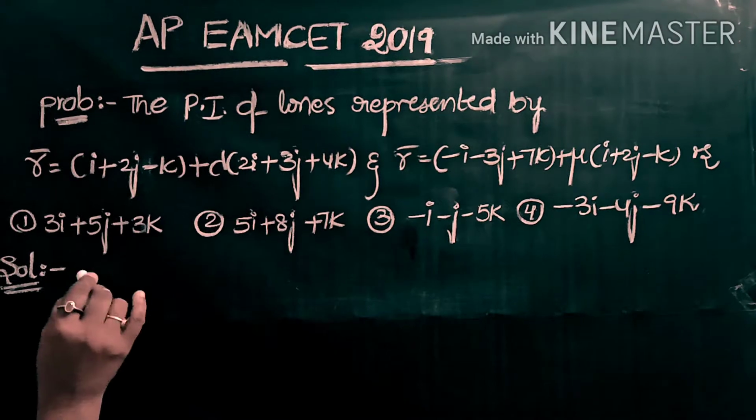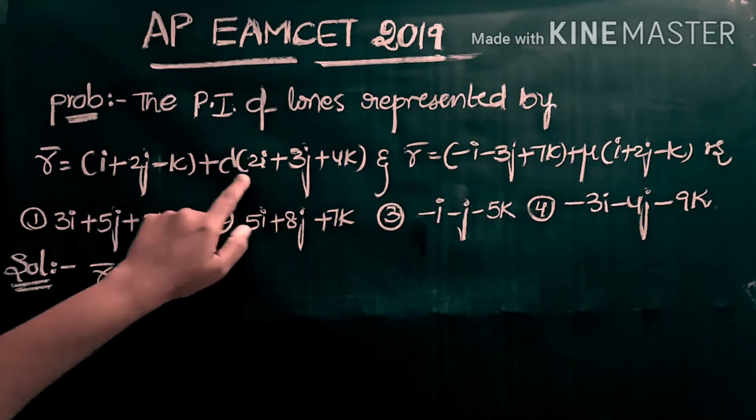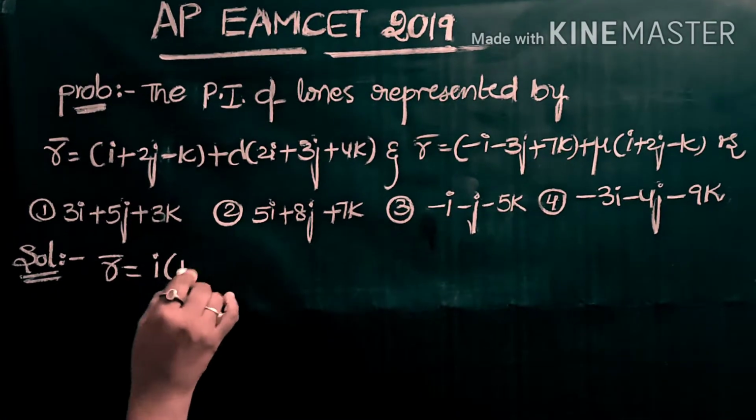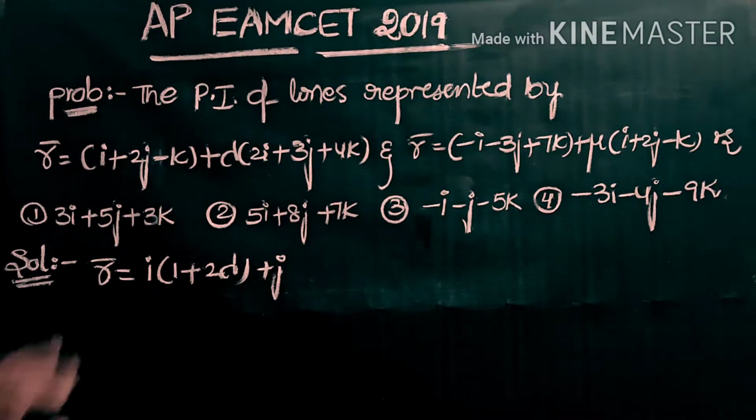So first we write the first equation as r = i + 2 lambda i, taking i common, then i into (1 + 2 lambda). This is the first value. Next we are writing the j component.